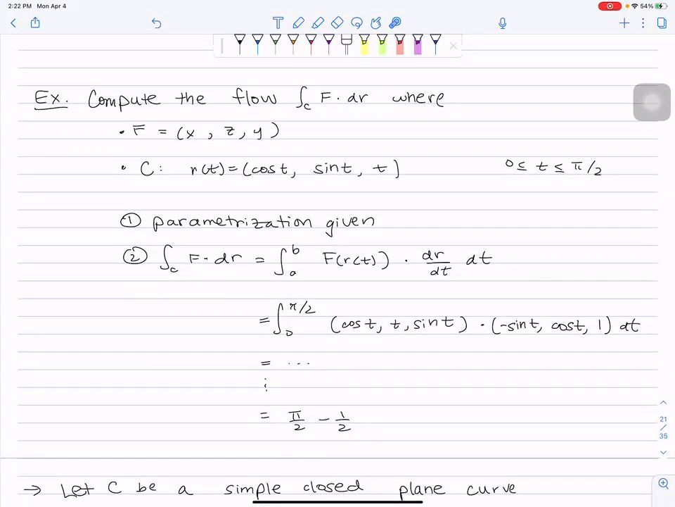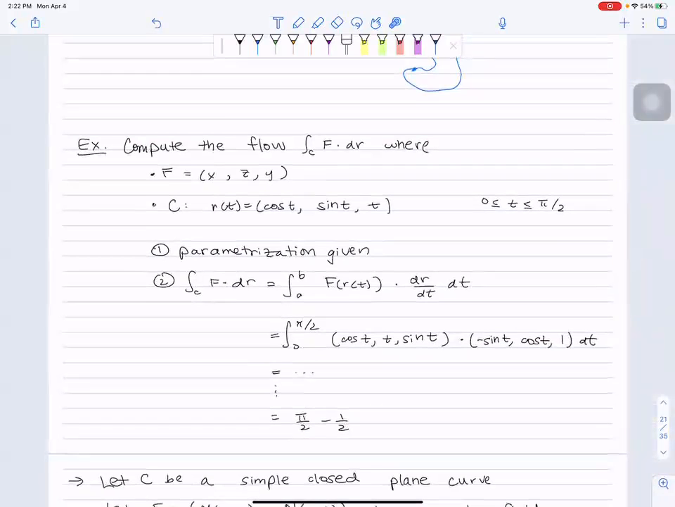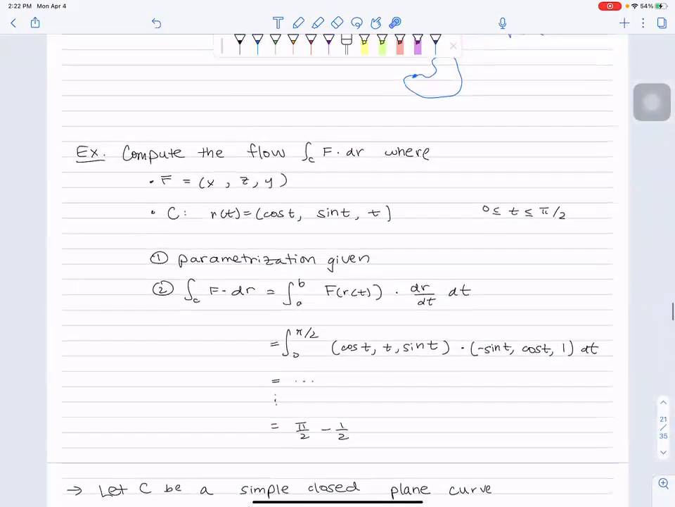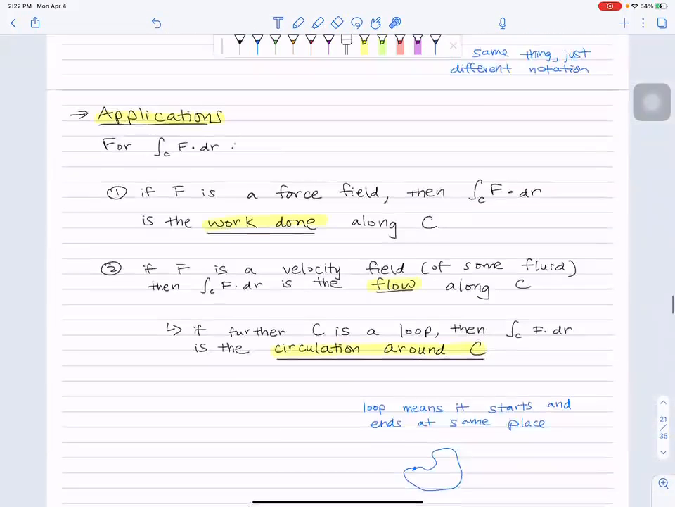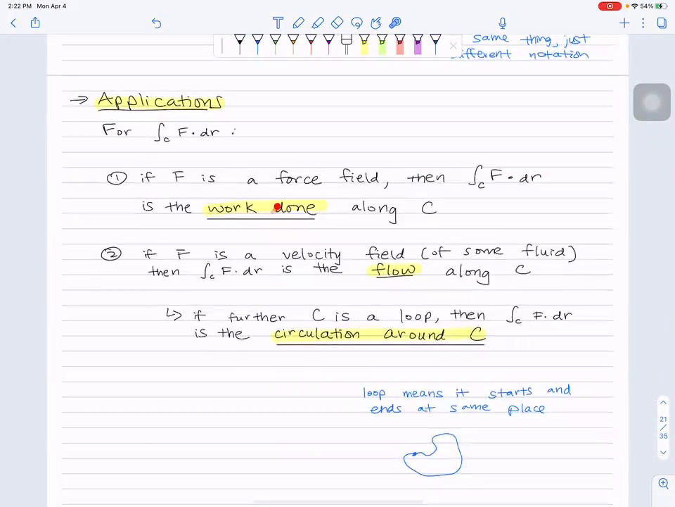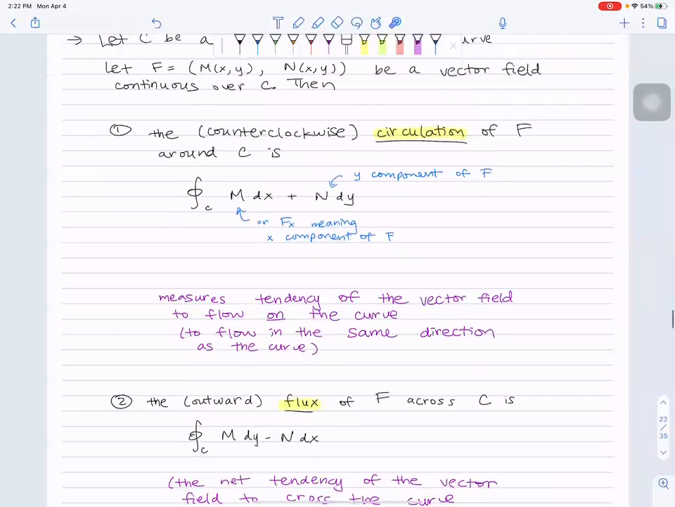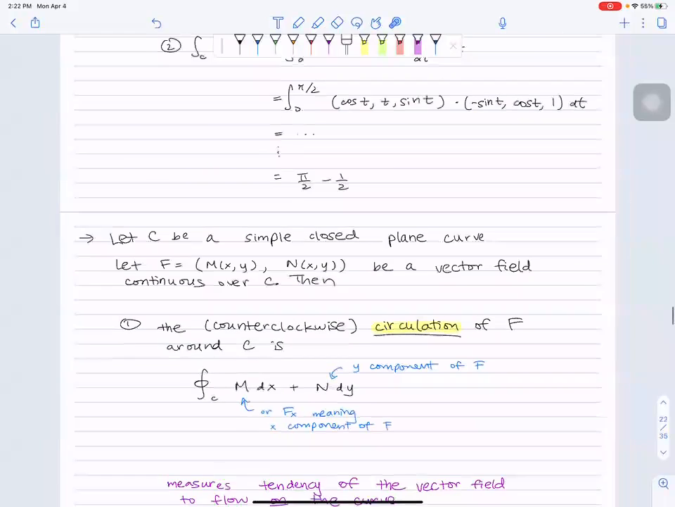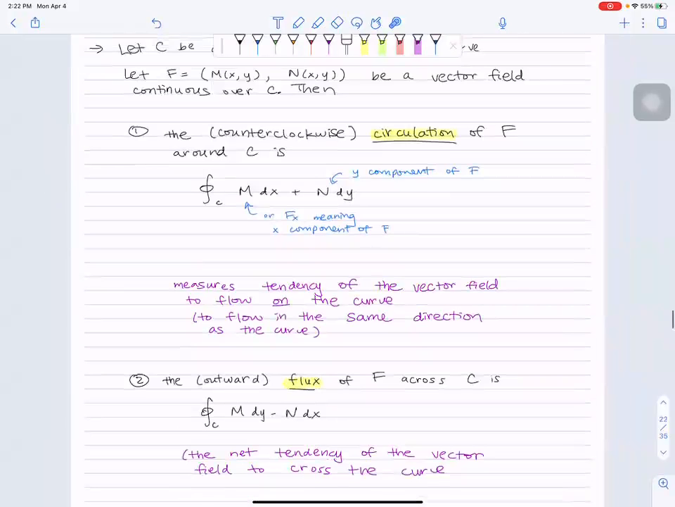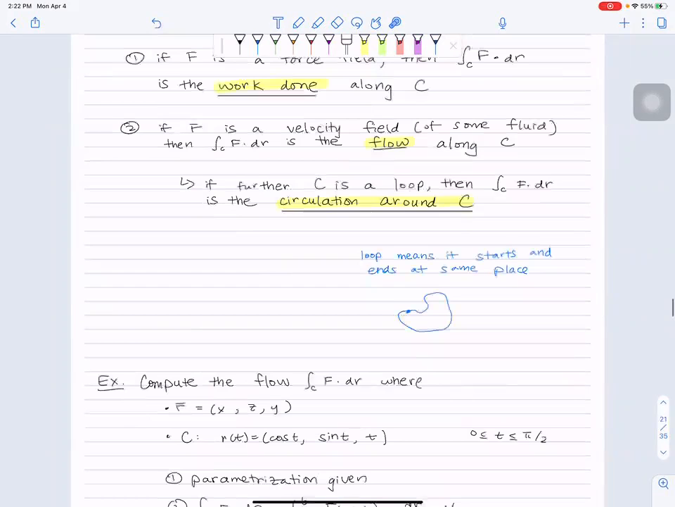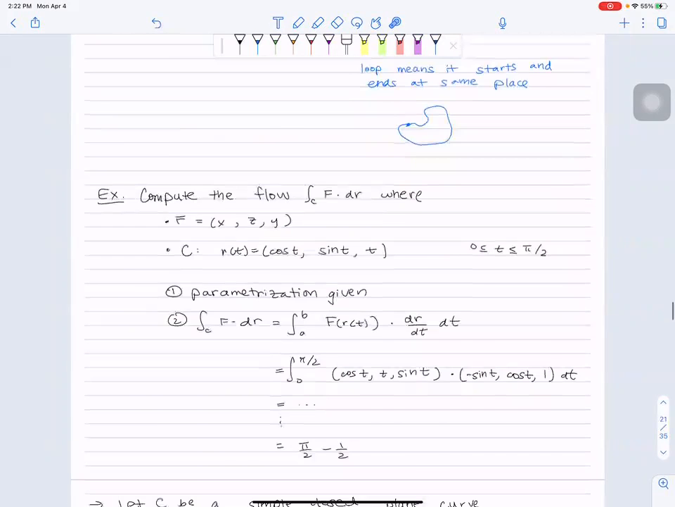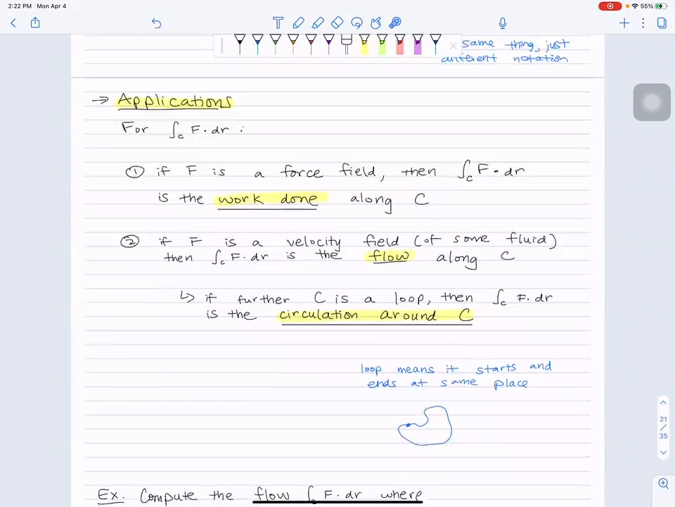Is flow just like work? Or is that the flux? Flow, no, flow is not the same as work, and flux is different. Oh, so flow makes sense. Yeah. Okay. No, flow is separate from flux.